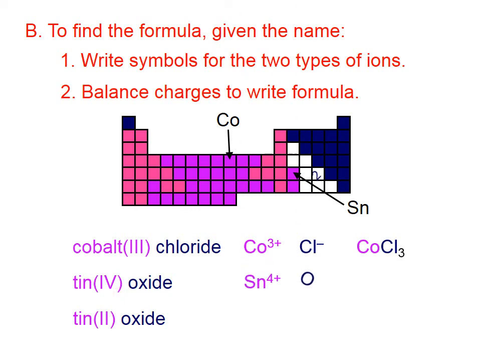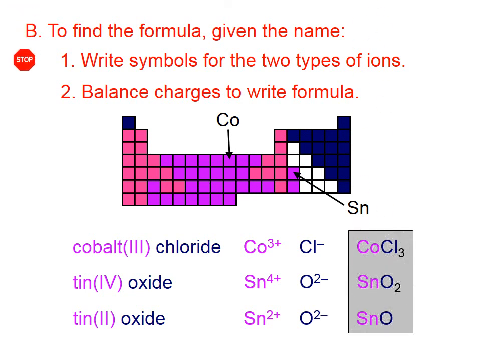The oxide ion is always 2 minus. So what ratio do we need between these? 1 tin and 2 oxygens. The next one is tin 2 oxide. Again, the Roman numeral is the charge on each of the metal ions. Oxide is 2 minus. So what ratio do I have to have with this? Obviously, it's a 1-to-1 ratio. That's how we deal with variable charge cations.